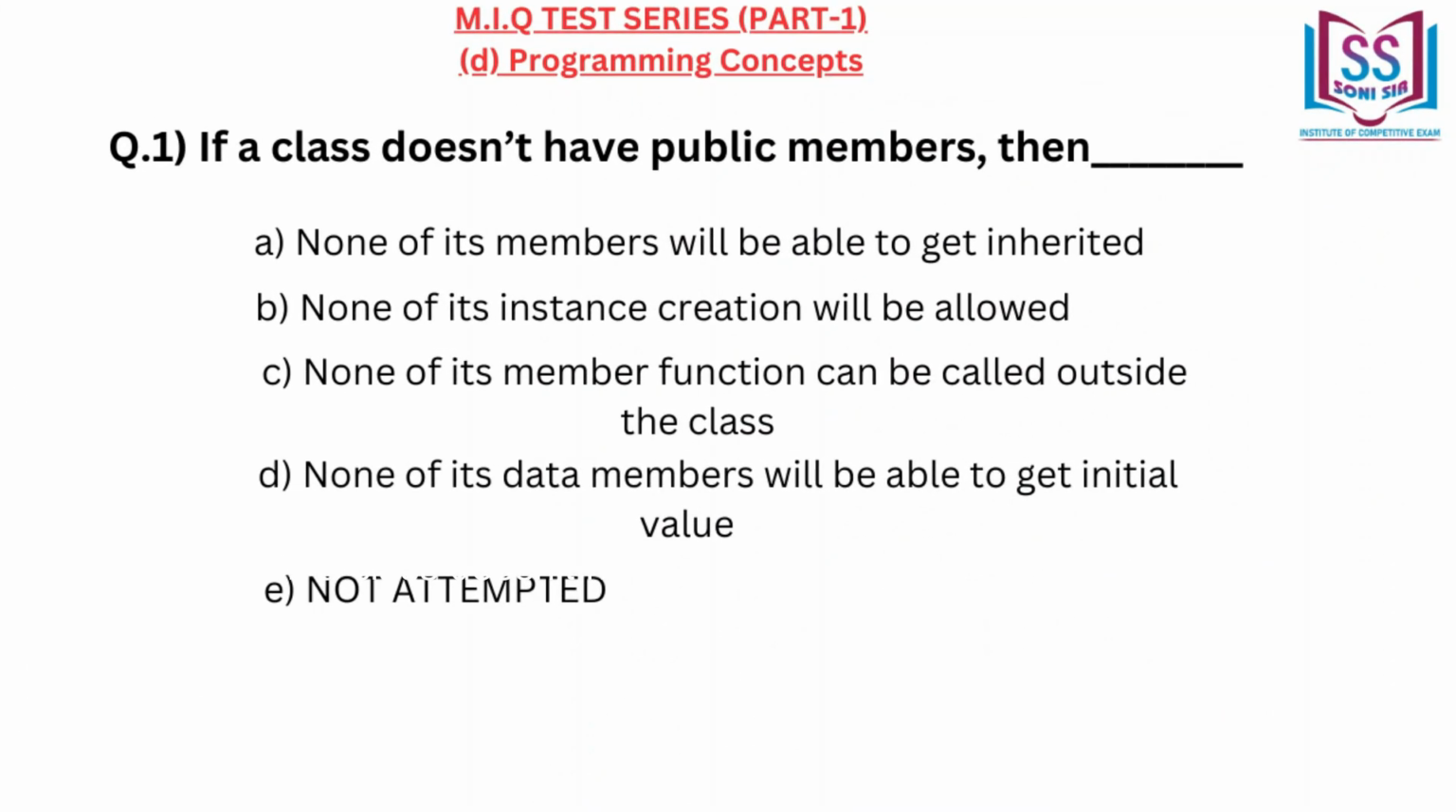If a class doesn't have public members, then dash: A. None of its members will be able to get inherited. B. None of its instance creation will be allowed. C. None of its member functions can be called outside the class. D. None of its data members will be able to get initial value.